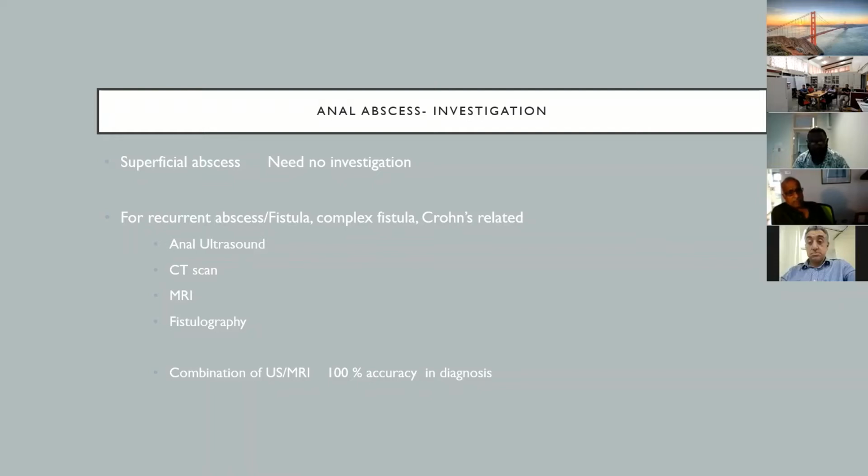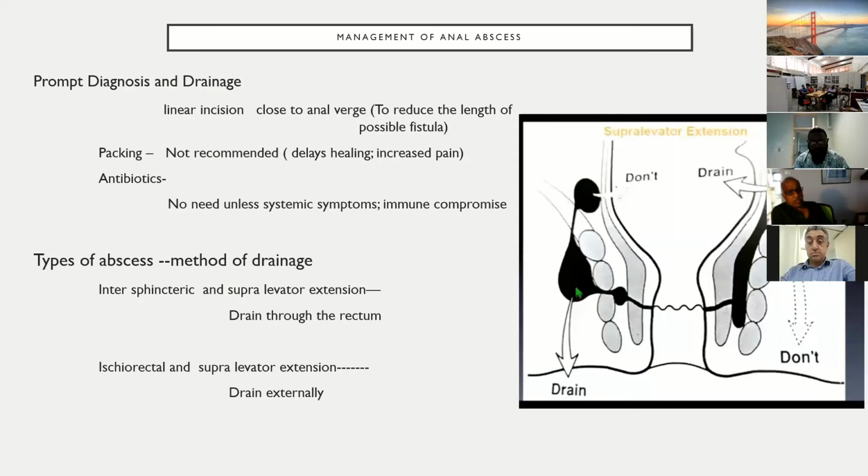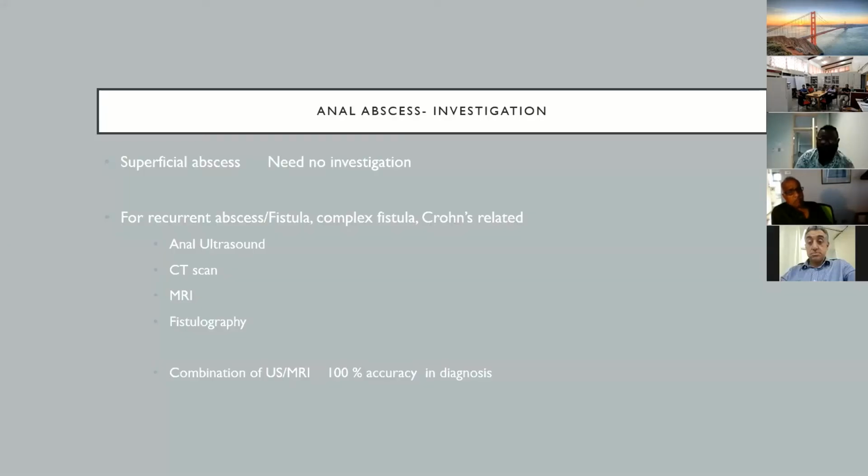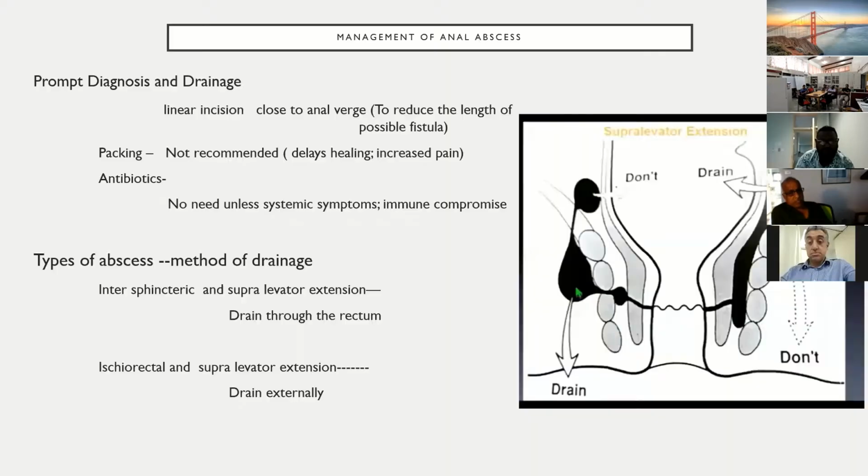Diagnosis rate is about 100% when you use the combination of ultrasound and MRI scan. Ultrasound also helps to identify the abscess and also helps to identify any sphincter deficiency or weakness, either internal sphincter or external sphincter. Now, management of abscess: prompt diagnosis and drainage is of utmost importance.